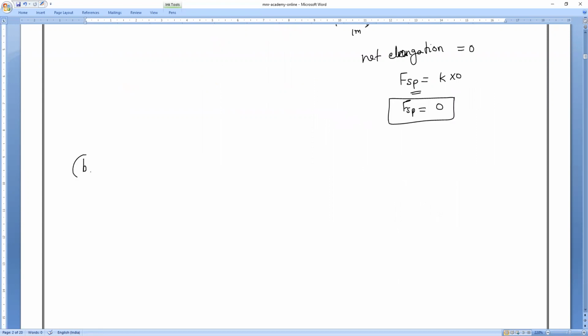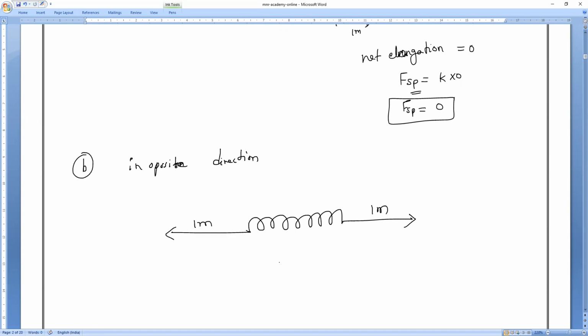Now, for example, B case, in opposite direction. Now there is elongation. So they will move in opposite directions. If they move in opposite directions, then there is a spring. So this body is traveling this side 1 meter and this body is traveling this side 1 meter. Just imagine like a string, as I have just drawn. There is a block, this side it is traveling 1 meter. There is another block, this side also it is traveling 1 meter.